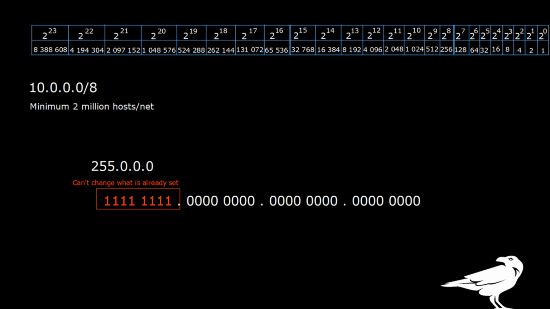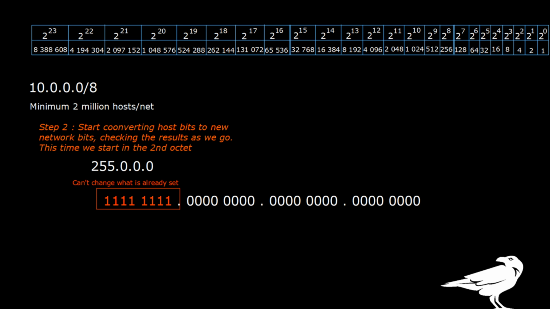Then step number 2, we're going to start converting host bits to new network bits, checking the results as we go along. This time though, we're going to start in the second octet and start working our way to the right. So remember, from left to right as always. And let's jot down our formulas for the number of subnets and the number of hosts per subnet so we can check our progress.